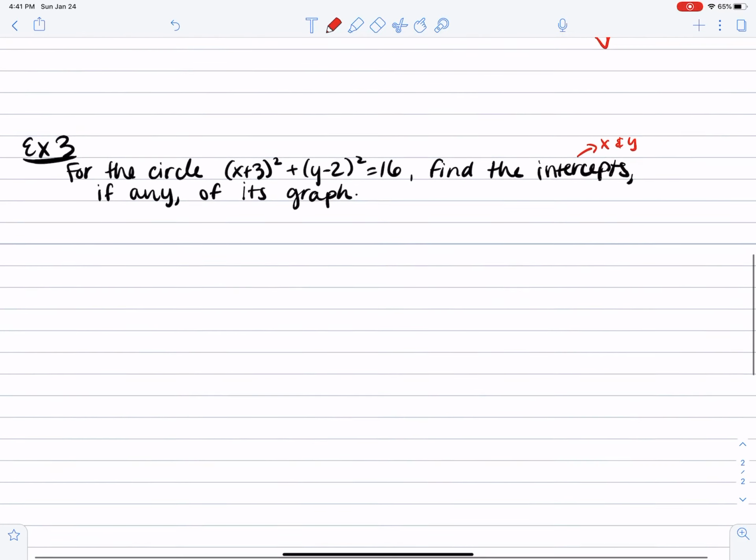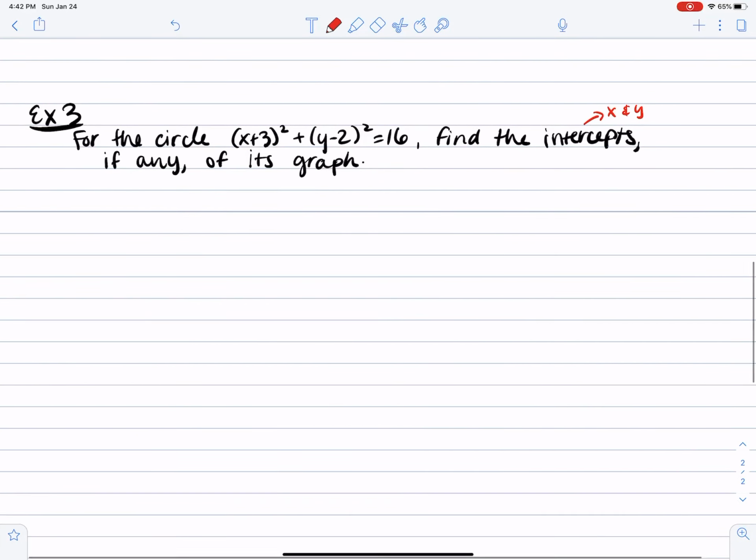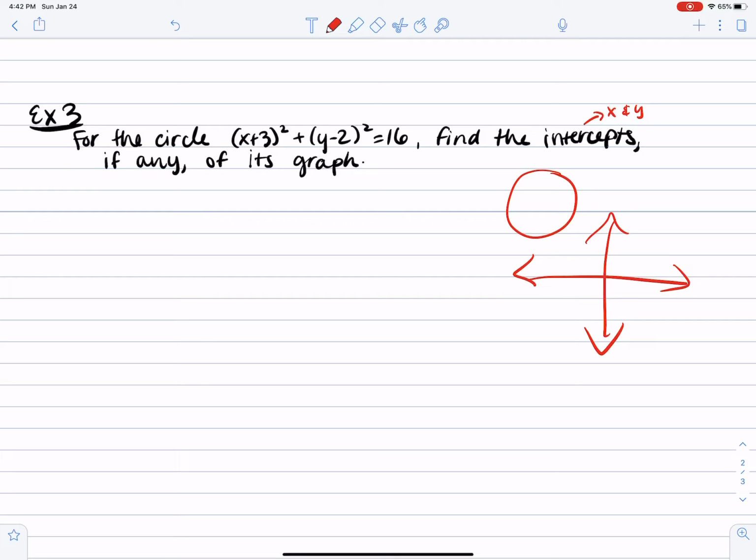Example 3. For the circle given here, find the intercepts, which are the x and y intercepts, if any, of its graph. So sometimes it doesn't have any. Okay, let's think about this just for a second. So sometimes you can have a circle like way up here, right? And it never crosses the x-axis or the y-axis. See how it will never cross either of those? So that one has no intercepts, but this one's going to have some intercepts. So we're going to go ahead and try to solve it.